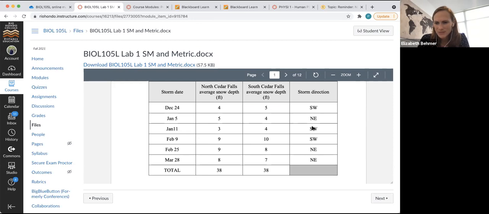The storm came from the southwest here. The storm came from the southwest here. The south side of town got more snow. And that makes sense. If the bottom of my screen is south and a storm's coming from the south, it's going to dump all of its snow on the south side of town, and by the time it gets to the north side of town, there's just not as much snow left. And we can see that here for the most part.